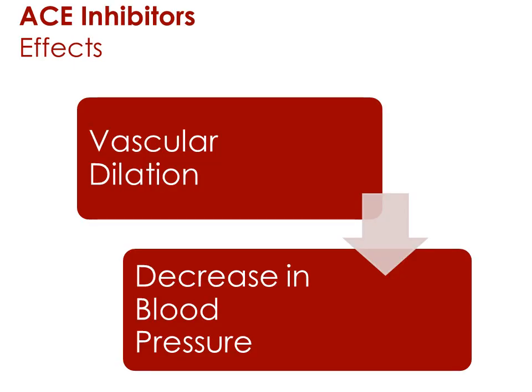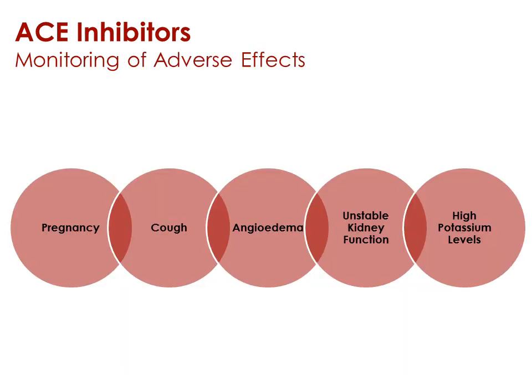ACE inhibitors cause arterial and venous vascular dilation by inhibiting an enzyme responsible for the conversion of angiotensin I to angiotensin II, which is a potent vasoconstrictor. This results in decreased blood pressure. There are several instances where ACE inhibitors should be used with caution.